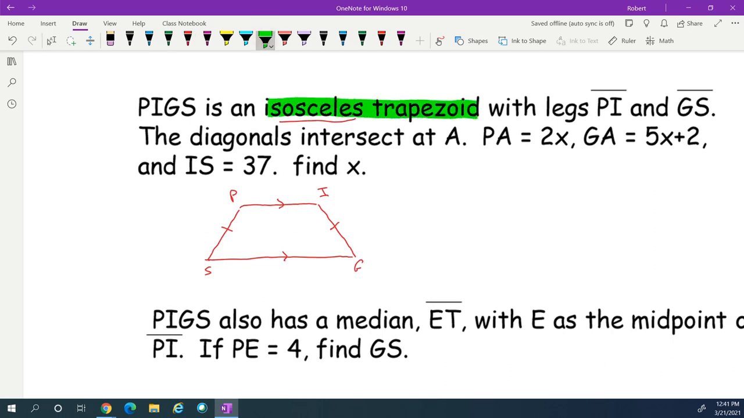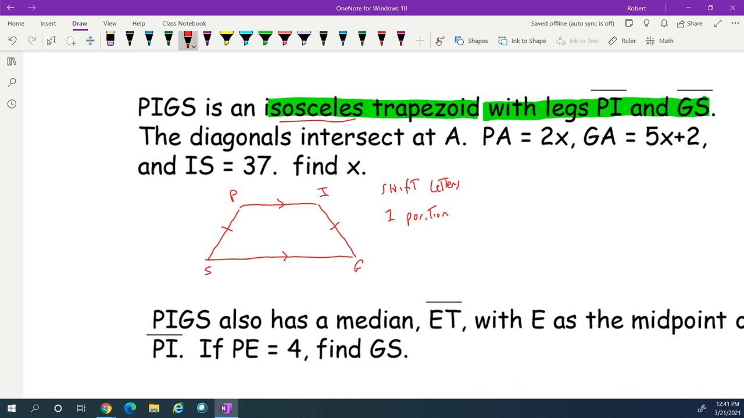isosceles trapezoid with legs PI and GS. If we look at the picture that I just drew, PI is not a leg. PI is a base. GS is not a leg. GS is a base. So my picture is not correct. What I'm going to do is I'm going to shift the letters one position. Because otherwise, nothing's going to work.